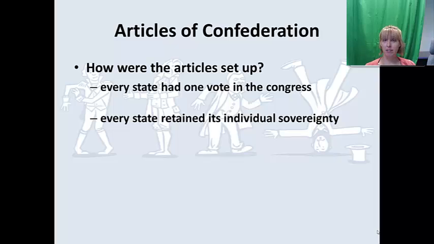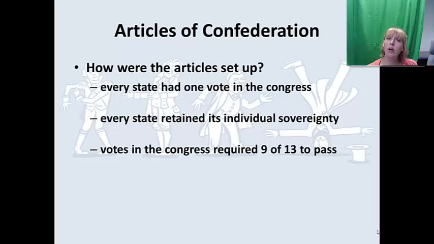Also, every state retained its individual sovereignty. So that meant that all the decisions about the laws and policies that govern your territory were independent from that of any other. So it didn't really matter what the people in Pennsylvania decided the rules would be for the people in Massachusetts or in Rhode Island.